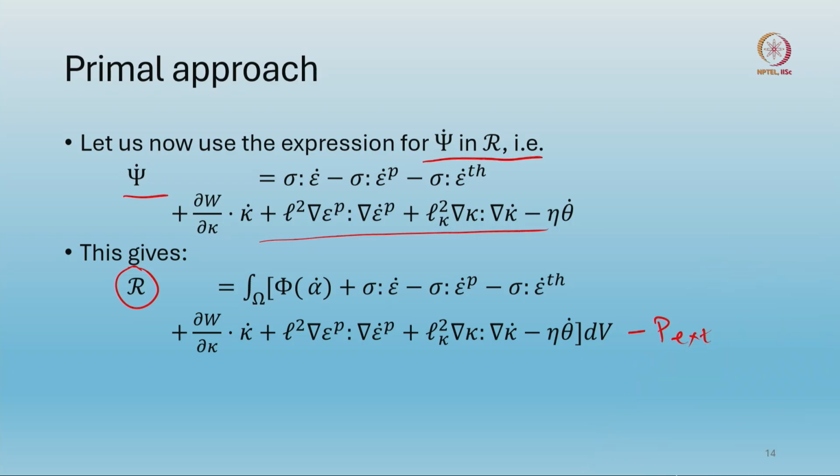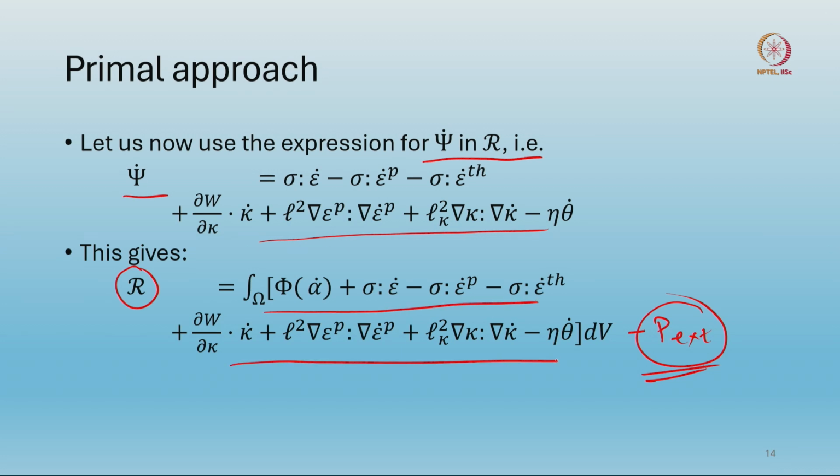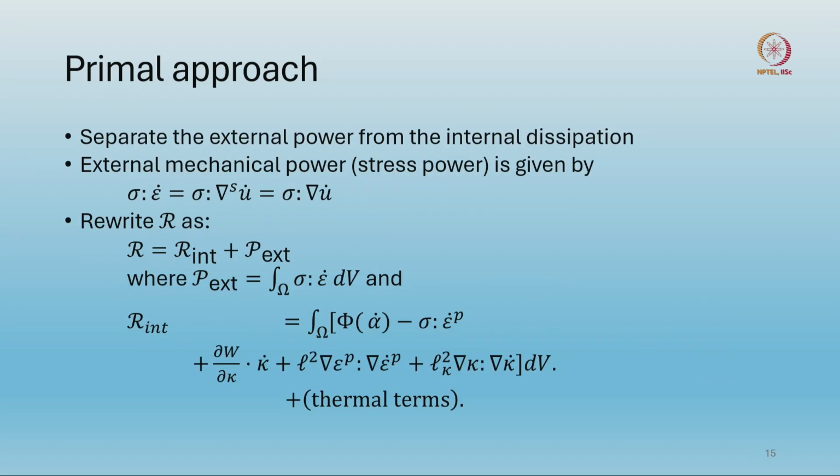When you take the variation with respect to the internal variables, P external doesn't contain any internal variables. That is the reason I had not put it: when you take the variation of R with respect to the internal variables, this term does not have any effect. But it should be there. So R has this expression that we have. Remember that the expression for phi of alpha dot, the dissipation potential term, we already discussed.